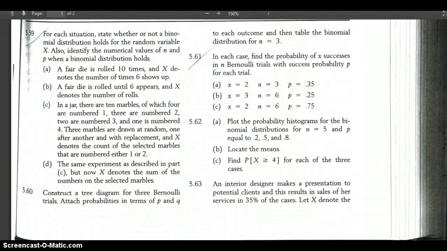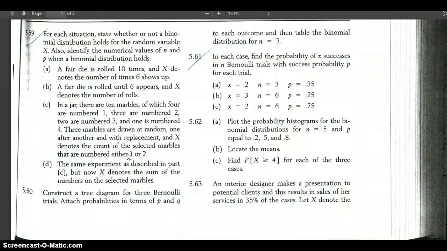So the problem says in the jar we have 10 marbles. So we want to draw a marble, and if the marble is numbered either 1 or 2, then we say, okay, this is a success. If we don't get 1 or 2, we say it's a fail. So each trial, each drawing, there are only 2 outcomes. We get 1 or 2, or we don't get 1 or 2.